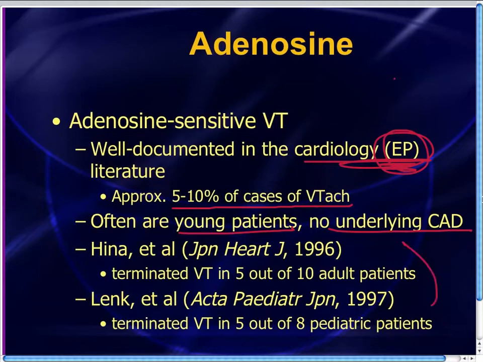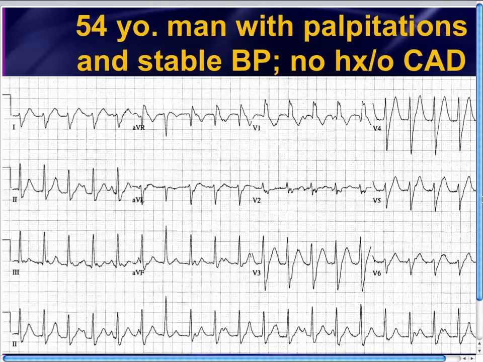There's a couple of studies that I pulled in here, both from Japanese journals, and there's nothing relevant. There's nothing that makes this more specific to a Japanese population. It just so happened that a couple of quick lit searches pulled up these articles. Here's an article in which 5 out of 10 consecutive adult patients converted with adenosine. Here's a pediatric patient. Pediatric VTAC does occur, and a lot of them convert with adenosine, and yet this is still a deadly type of ventricular tachycardia. Let me show you a couple of more cases.